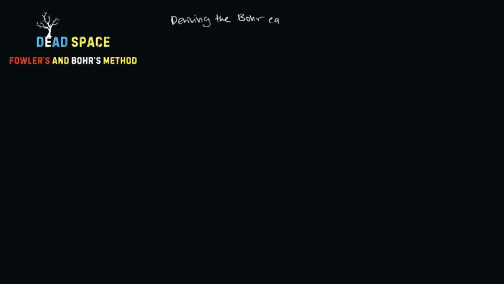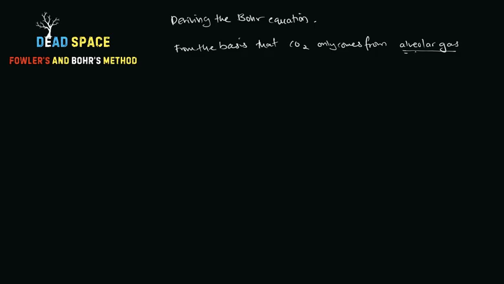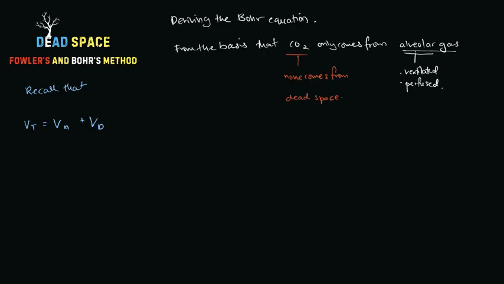So let's start deriving the Bohr equation. Now to derive the Bohr equation, we have to base it on a certain principle. We are going through the basis that carbon dioxide only comes from alveolar gas, and these alveolar gases are from alveoli that are ventilated and perfused, and we understand that carbon dioxide does not come from dead space. Carbon dioxide only comes from the alveolar gas. So recall from our previous lesson that tidal volume is equal to alveolar volume plus dead space volume. This equation can be rewritten as alveolar gas volume is equal to tidal volume minus dead space volume.